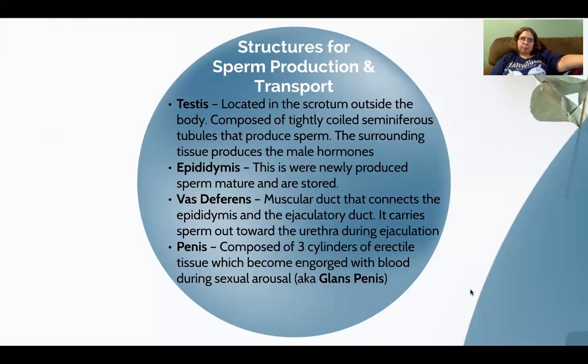The penis, also known as the glans penis, is composed of 3 cylinders of erectile tissue that become engorged with blood during sexual arousal. So what that means is when a male becomes aroused, these 3 cylinders of tissues allow for increased blood flow so that they can expand, and that's what the erection is.